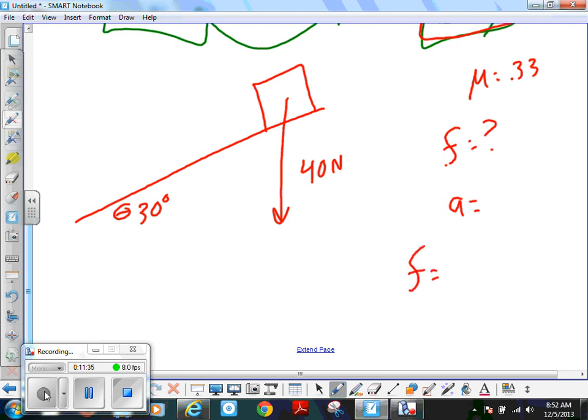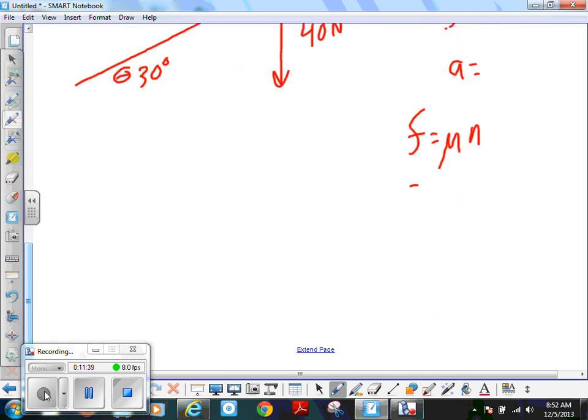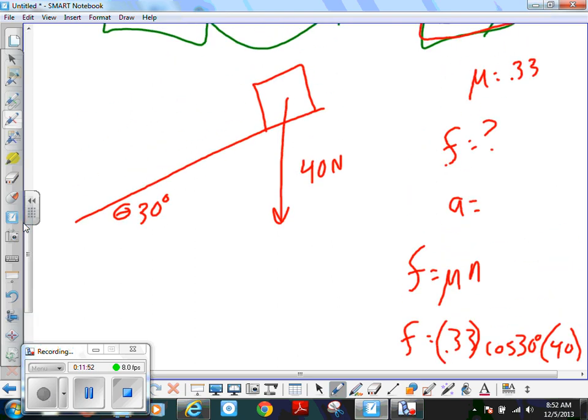Okay, so it's going to max out at the coefficient times the normal. So in this case, it's going to max out at 0.33, and the normal here is going to be the cosine of 30 times 40, okay? So let's look at that a little closer, because I know we're just fresh on this. But if we look at the force, the part of gravity that wants to push this thing down the hill, that's sine theta mg, right?